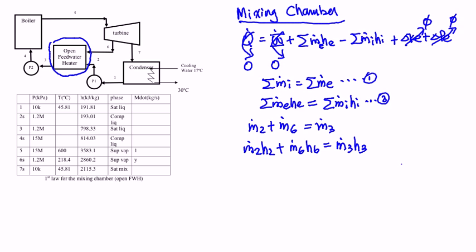I need my mass flow rate again. So here we go again. We've done this so many times. I hope you remember how to do it. 1 minus y, 1 minus y. This is still 1 minus y. 1, 1.